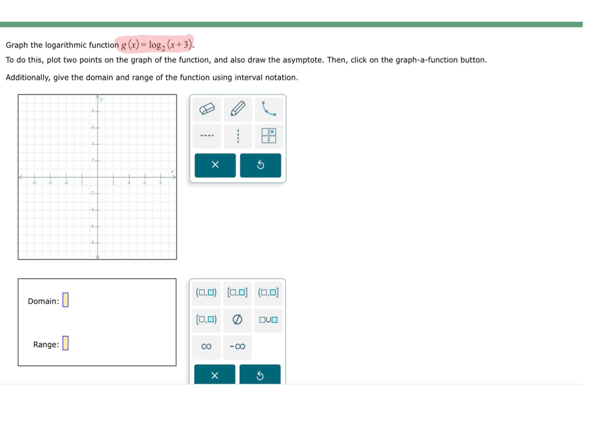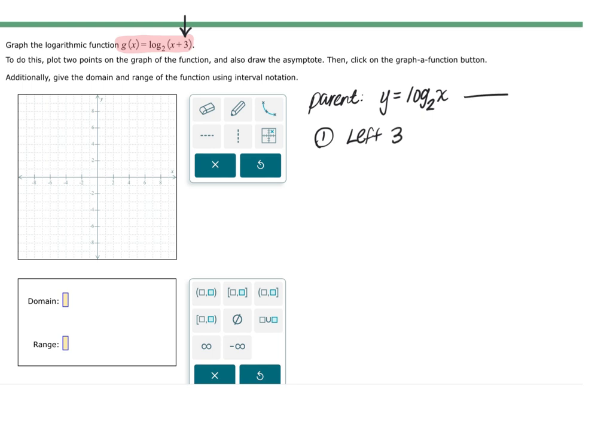So the first thing that I always ask you for is the parent function. So you'll be asked for the parent function, and then you will also be asked to identify the transformations. And remember, this plus 3 is causing a transformation. So that is not part of the parent function. So if you take that 3 and ignore it, then our parent function is y equals log base 2 of x. That's our parent function. And then this problem has only one transformation. That x plus 3 is going to cause the graph to shift to the left 3 units.